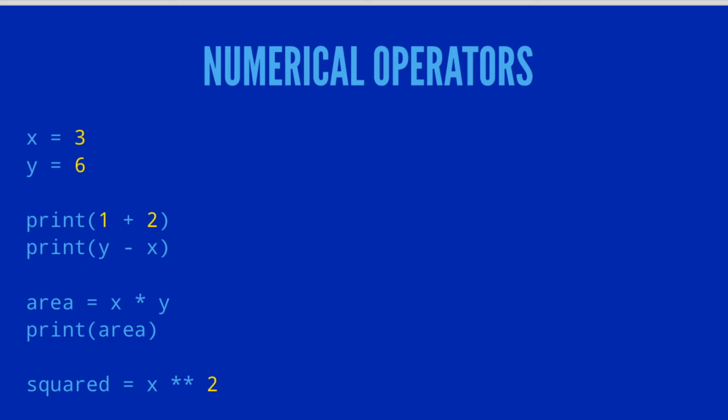Yeah, we'd get 18. And lastly, we have squared, where the variable equals x to the power of 2. So the 2 stars mean it's to the power of 2.